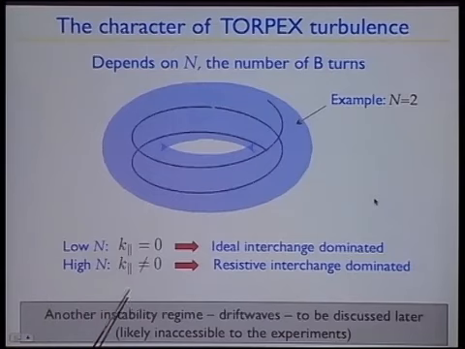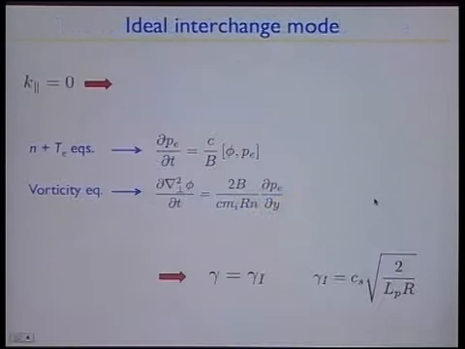What theory and simulation that I am going to discuss have shown is that in the first case, the simulations are dominated by an ideal interchange mode, while in the high-n case, the resistive interchange mode is the one that drives turbulence. Let me also say, and we'll come back later to this, that drift waves, which before were thought to have an essential role in this machine, are actually shown to be likely inaccessible in these conditions.